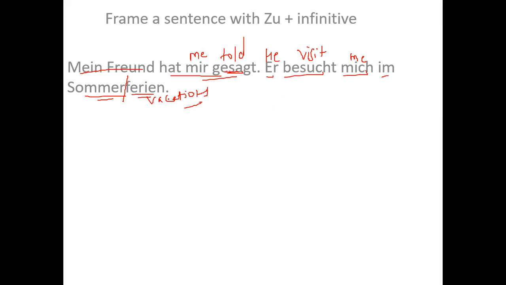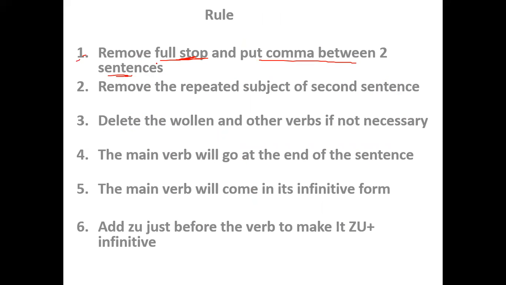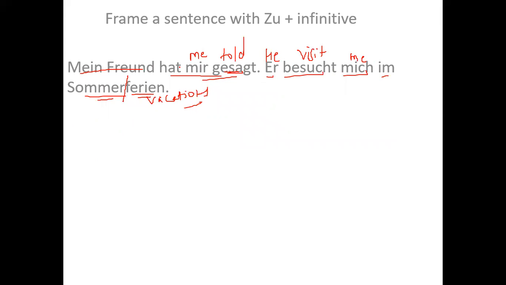So my friend has told me he will visit me in summer vacation. So my friend has told me to visit me in summer vacation, right? So let's look at the rule first. It says remove full stop and put a comma between two sentences. So here are two sentences for you. I need to remove this full stop and I have to put a comma.